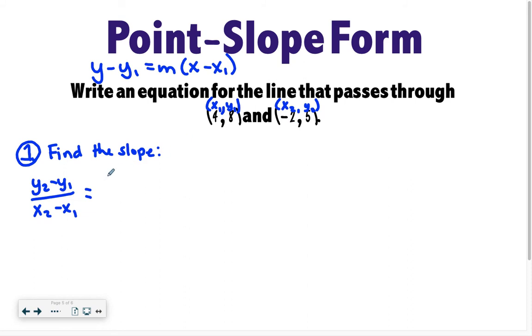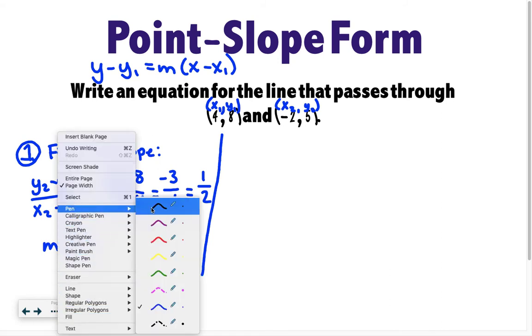So now I start with y2, which is 5, minus y1, which is 8, over x2 is negative 2, and then minus x1, which is 4. 5 minus 8 is negative 3. Negative 2 minus 4 is negative 6. A negative divided by a negative is positive. 3 divided by 6 is 1 over 2, or 1/2. So my slope is 1/2.